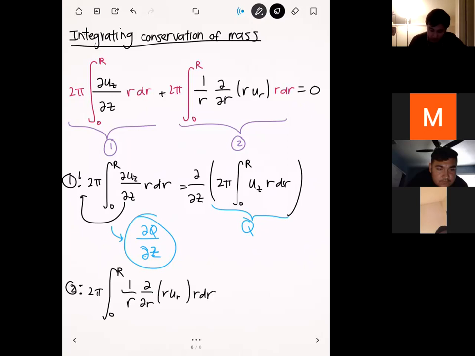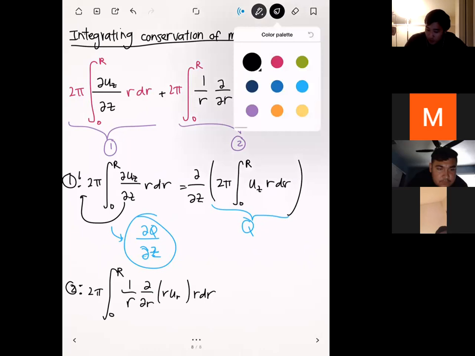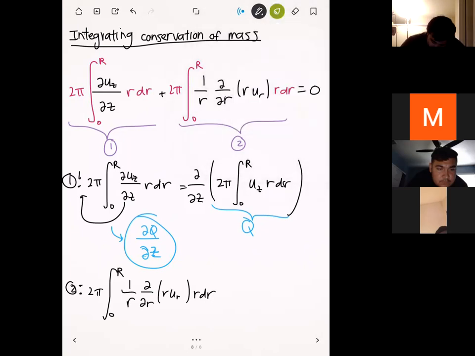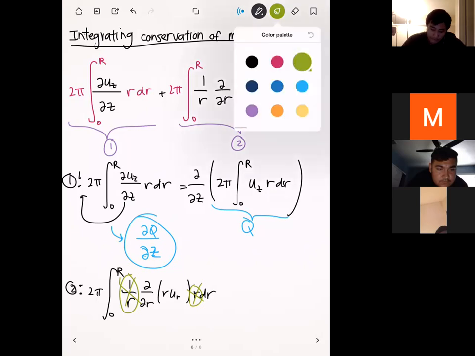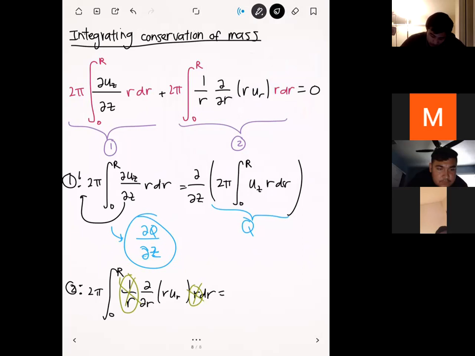All right. And so the first thing that we notice here is that we have a 1 over r and an r right here. And both of those are outside the derivative, so we don't have to worry about that. And so we can go ahead and just cross those things out. Okay, so they're going to cancel out. And then what we have after that is 2 pi integral from 0 to big R of partial r of r u_r, dr.